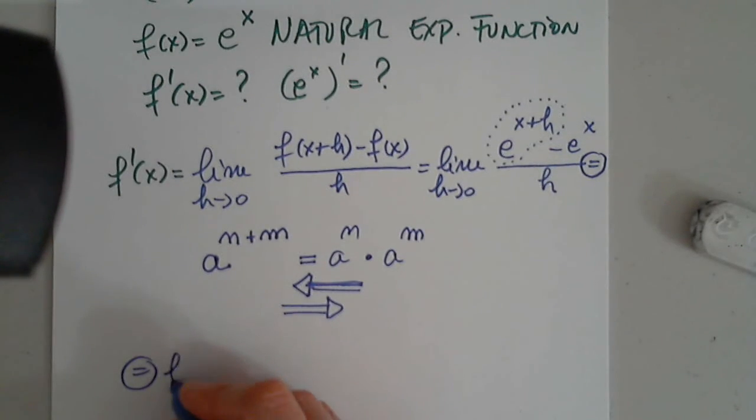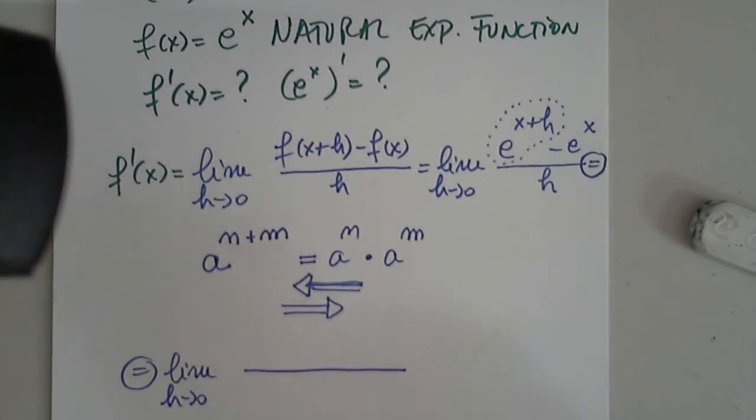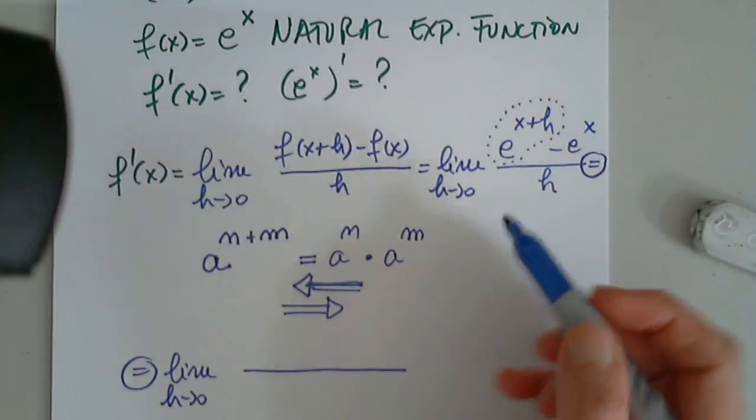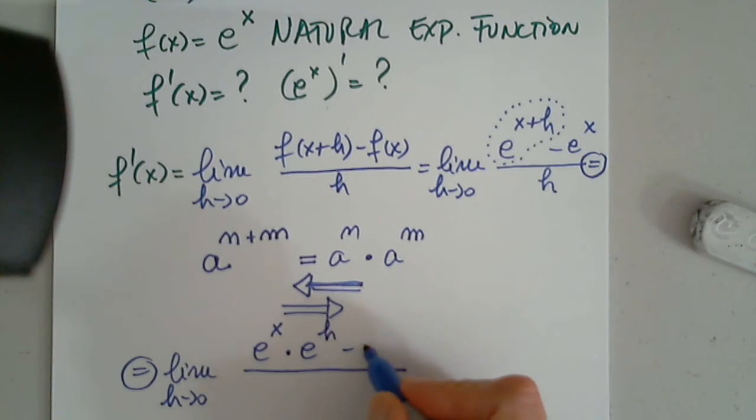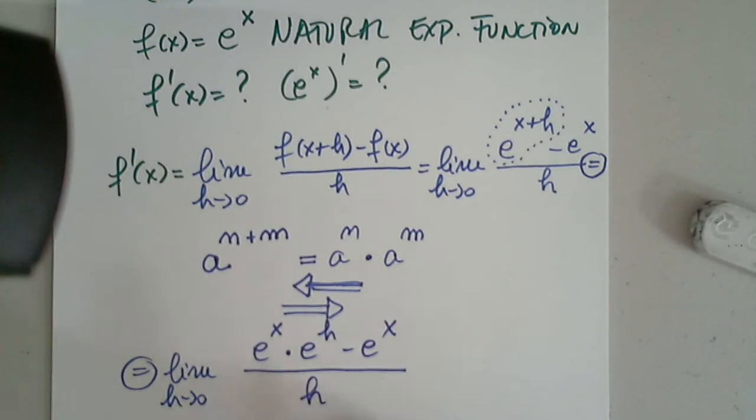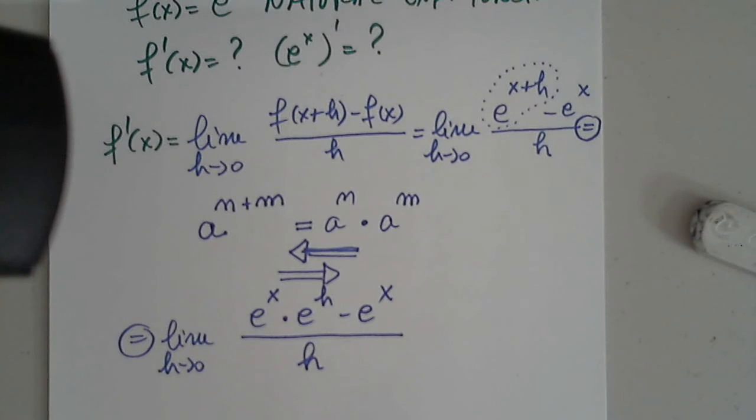So I have limit as h approaches 0 of, as we said, e to the x times e to the h minus e to the x, divided by h. Can anyone suggest anything to do at this point? Any suggestions?